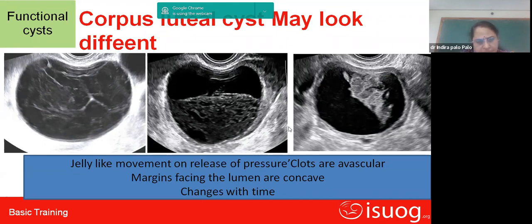Again, another thing is that the septa found in the concavity of the margins face inside towards the lumen, and after 2 to 3 weeks, if you repeat the ultrasonogram, you may see that the clot retracts and the size decreases and it changes with time.